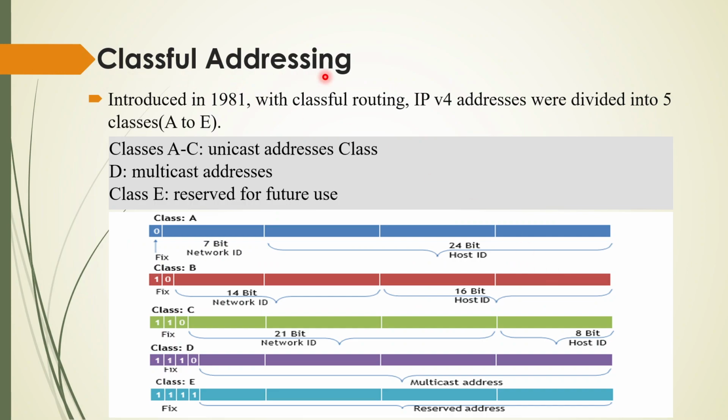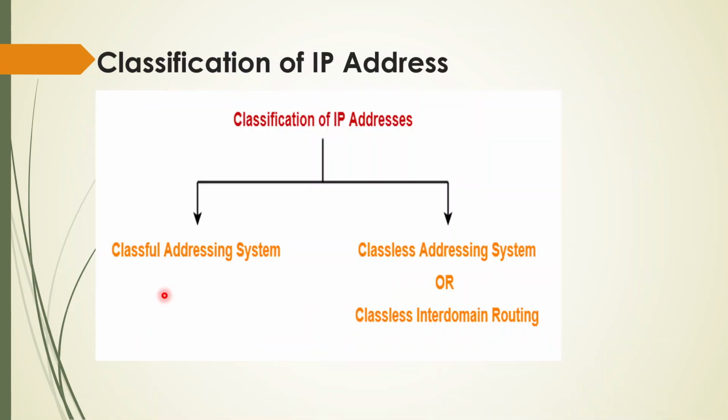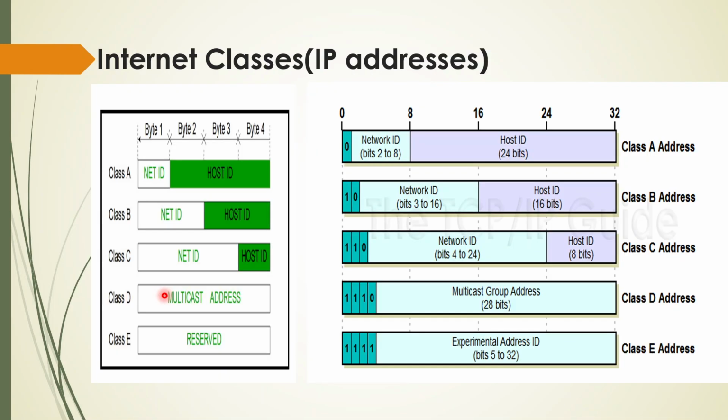First is classful addressing, introduced in 1981. With classful routing, IPv4 addresses were divided into 5 classes, that is A to E, that I have explained in the first diagram. For classes A to C we have unicast addresses, for class D we have a multicast address, and class E is reserved for future use. I have explained that earlier, in this portion.